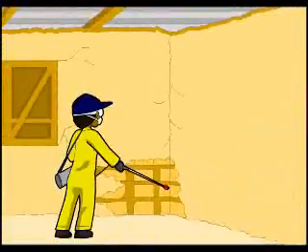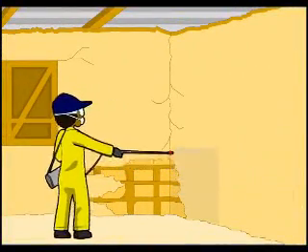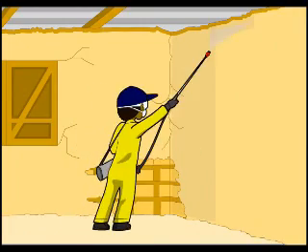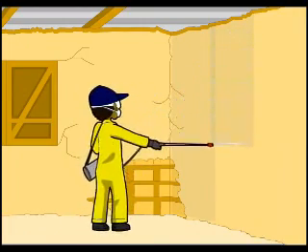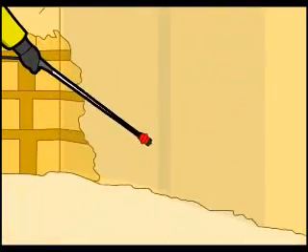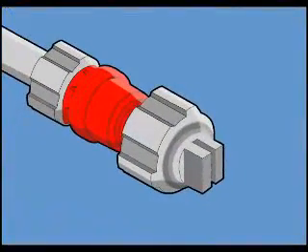Check the spray pattern from the nozzle by spraying a dry wall surface. Look to see that the spraying pattern is even and without streaks. Ensure that the nozzle does not drip when the trigger on-off valve is released.